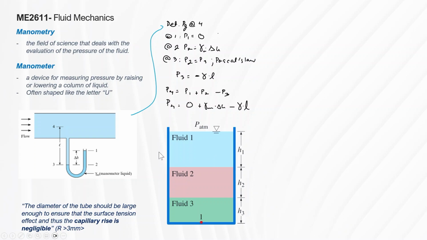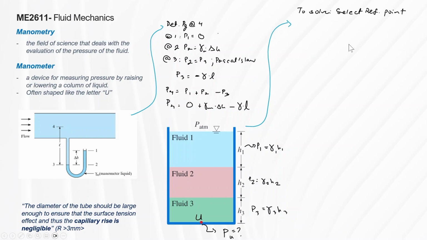So here's another example. So halimbawa may atmospheric pressure dito. We have fluid 1 with height 1, fluid 2 with height 2, and fluid 3 with height 3. We know na we can get yung pressures neto by getting yung gamma and h, so by multiplying gamma and h. So P1 here is gamma 1 times h1, P2 here is gamma 2 times h2, and P3 here is gamma 3 times h3. So paano natin makukuha yung pressure at U? We can do it step by step.